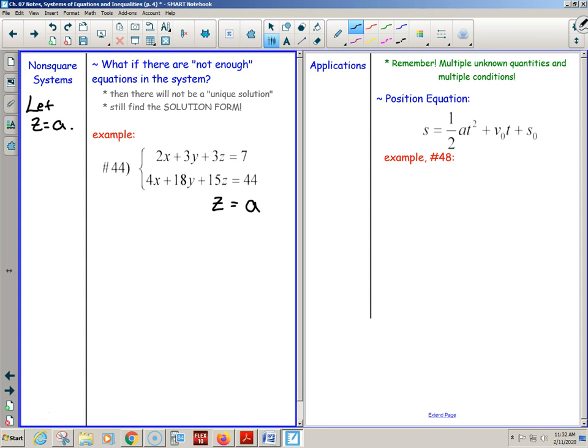Or could we follow our system and then plug in? Either one. Just because I'm trying to teach you the system, I'm going to go ahead and do it. And do the system, I'm going to multiply the top equation by -2. I'm going to add it to the second equation.